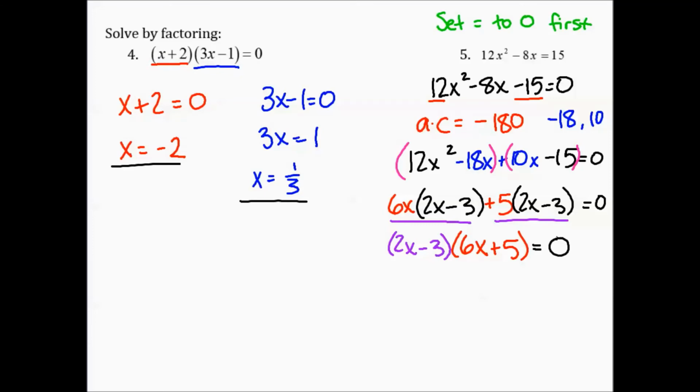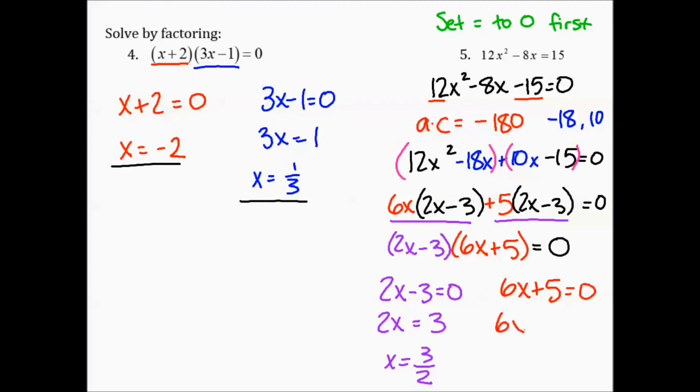To solve it, I need to take the first factor, set it equal to 0, and solve. And then take the second factor, set it equal to 0, and then solve. So 3/2 and negative 5/6 are my two solutions.